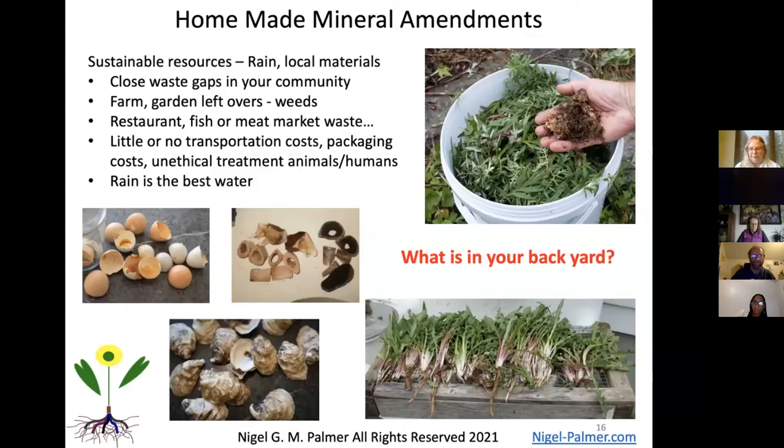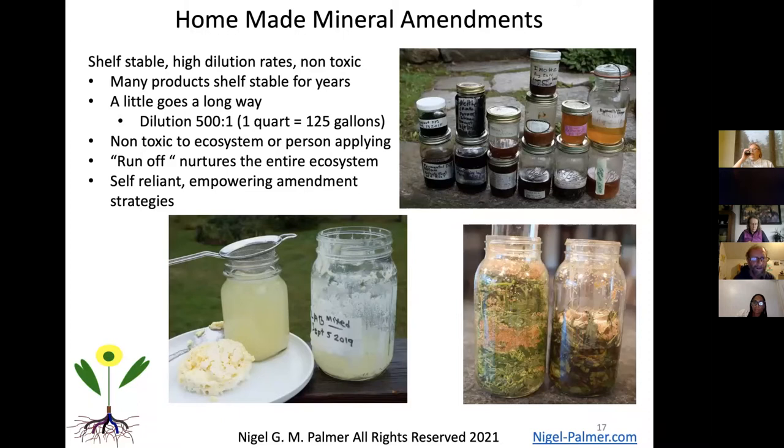We talked about the dilution rates and having a very little bit go a long way. And we haven't talked about the non-toxic effects on the ecosystem. When I'm applying these foliar sprays or drenching with these products, there's no runoff that's going to destroy things. There's no extra things that come out of solution or are going to get into our waterways or our wells and cause any problems. So these are really self-reliant, empowering ideas and strategies that you need to think about.